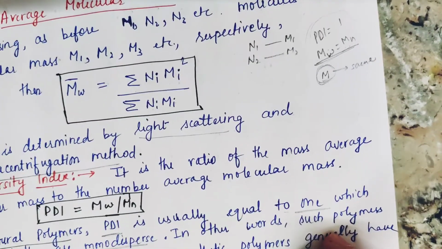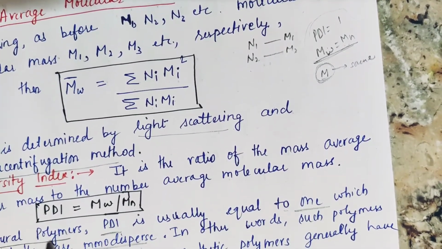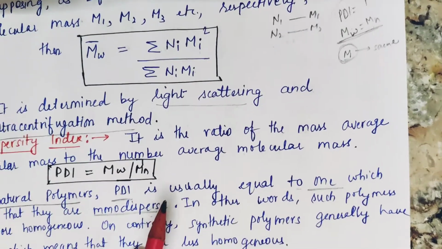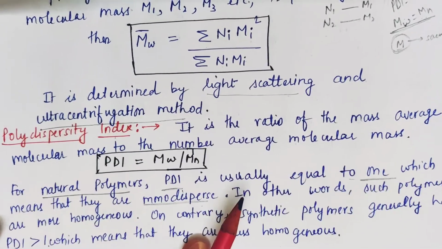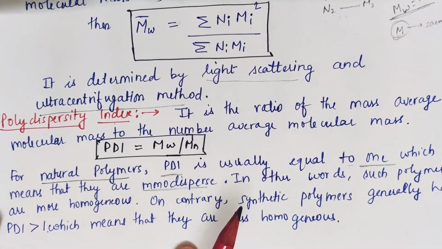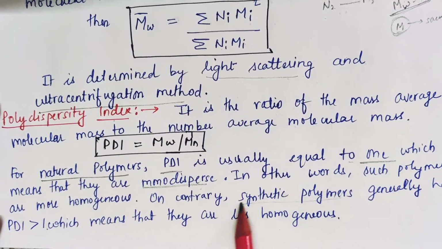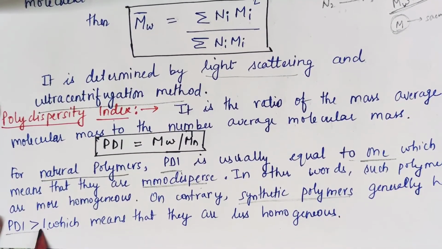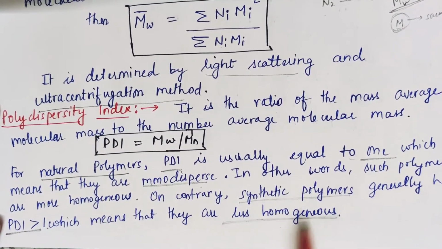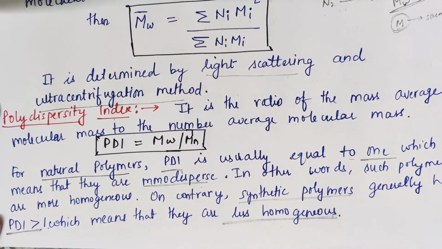So that's what monodisperse means. In case of natural polymers, the length of the chain or the molecular masses of the chains are the same. While in case of synthetic polymers, PDI is generally greater than 1, which suggests that these are less homogeneous. Alright.